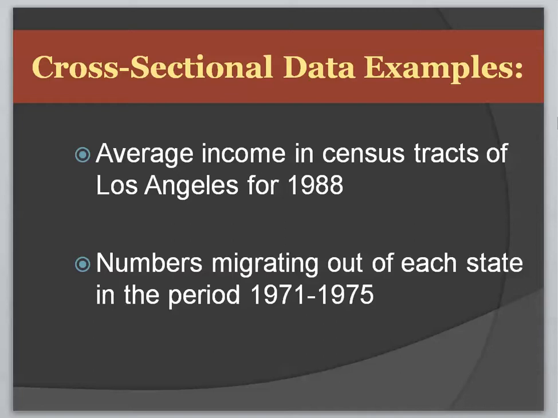Look at cross-sectional data as if you have a magic data camera, okay? You point it at an area, you press the button, and for instance, for the Los Angeles example, everybody, you're looking at all of Los Angeles, the census tracts. You press a button and all of a sudden the magic camera grabs all that geographic information, but it takes only one picture. Just like for the number migrating out of each state in the period 1971-1975, your magic camera also is temporal, has the ability to look at time, but you're going to get a single result, and thus cross-sectional.